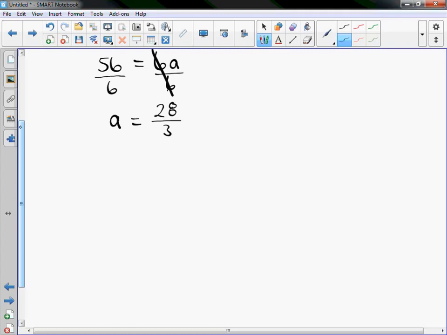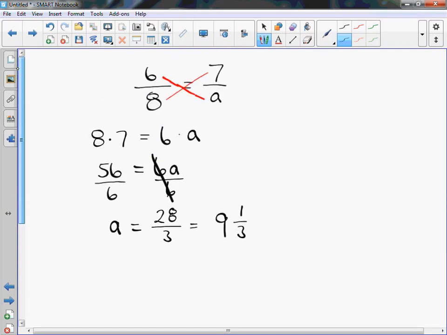That's 27, right? And then there's 1 left over. 9 plus 9 is 18, plus 9 is 27. So we have 9 and 1/3. 9 and 1/3 is another way to write that.